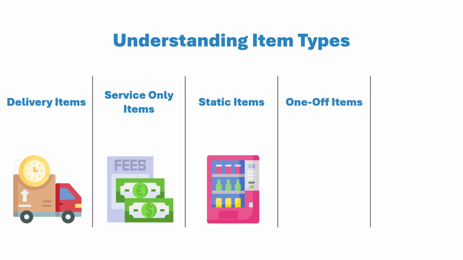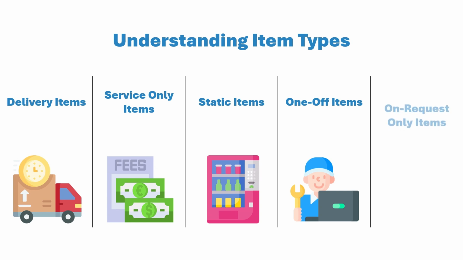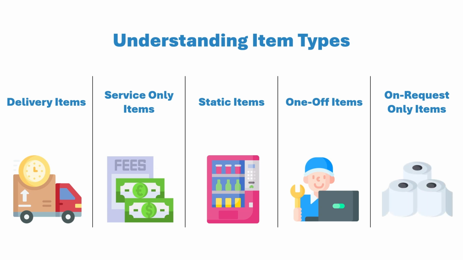One-off items, such as installation charges, are only invoiced once. And finally, on-request-only items, like toilet rolls, only show up when requested by the customer.